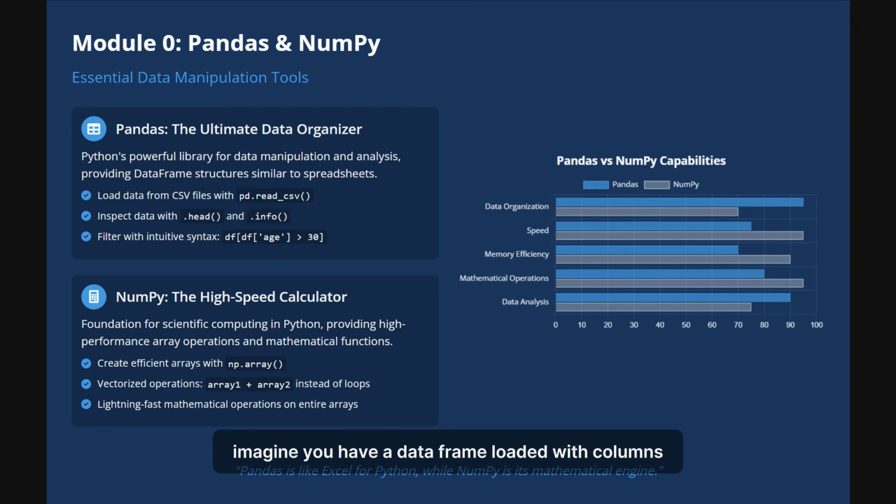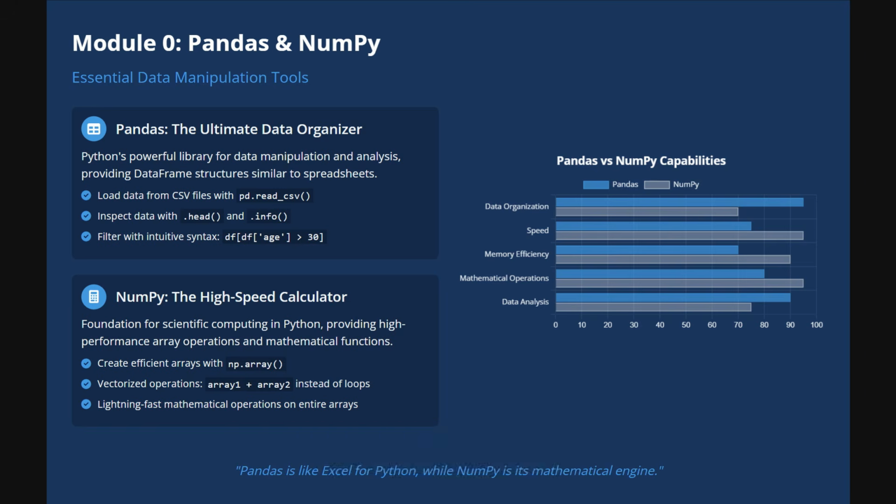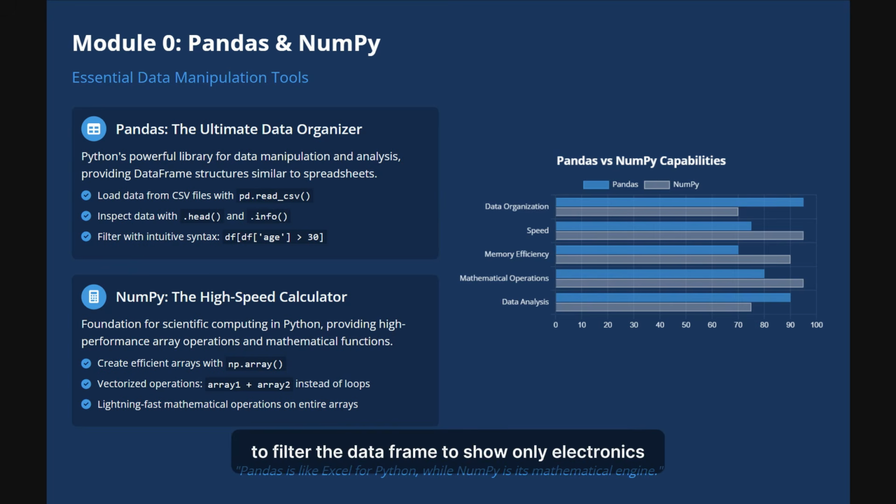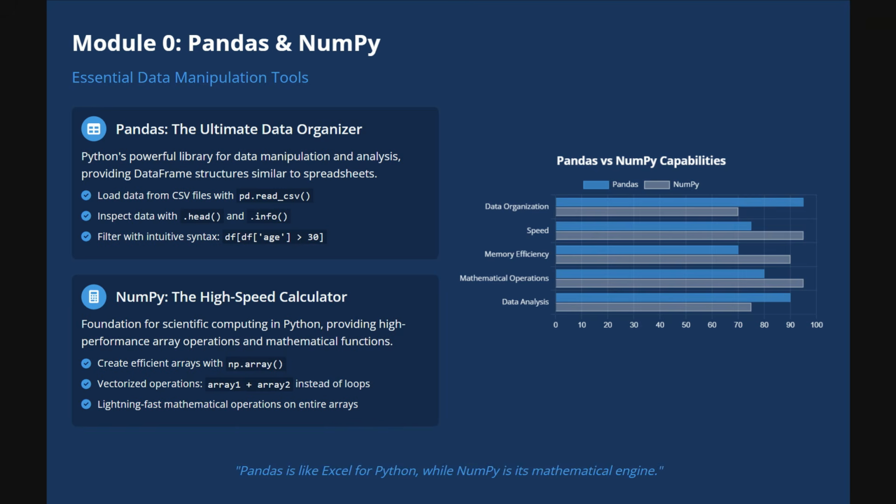For an assessment, imagine you have a data frame loaded with columns for product, price, and category. To select and display only the product and price columns, the correct line of code is print(df[['product', 'price']]). Notice the double brackets. To filter the data frame to show only electronics, the code would be electronics_df = df[df['category'] == 'electronics'].